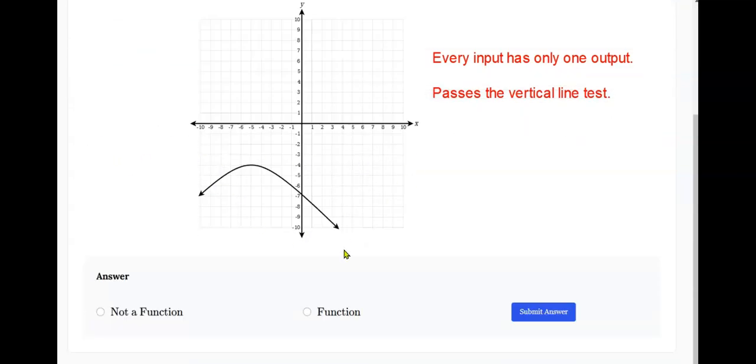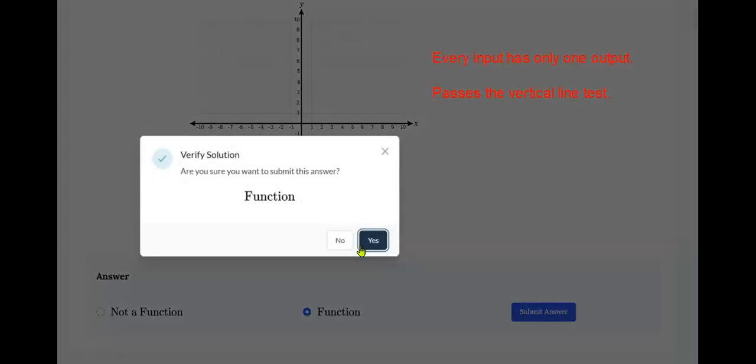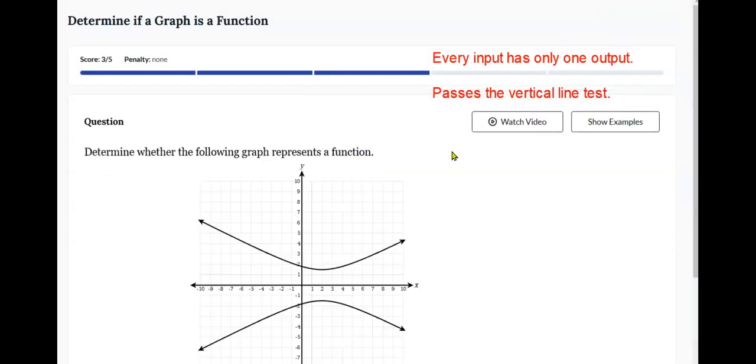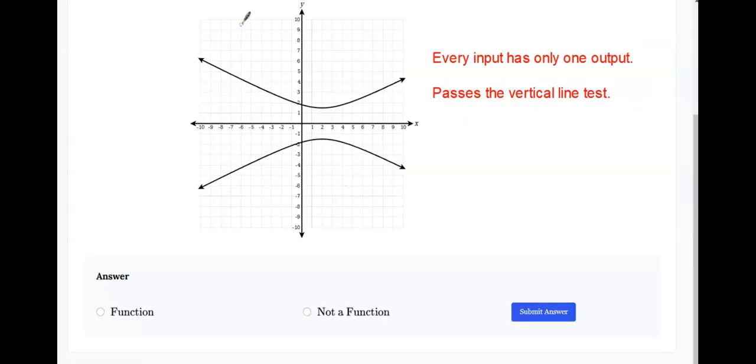This one passes the vertical line test, but this one does not. I touch in this location and this location. Therefore, it is not a function because it does not pass the vertical line test.